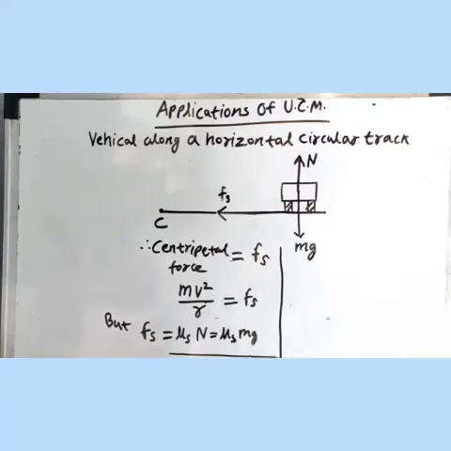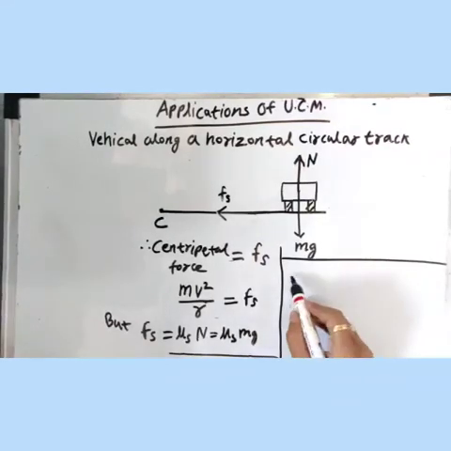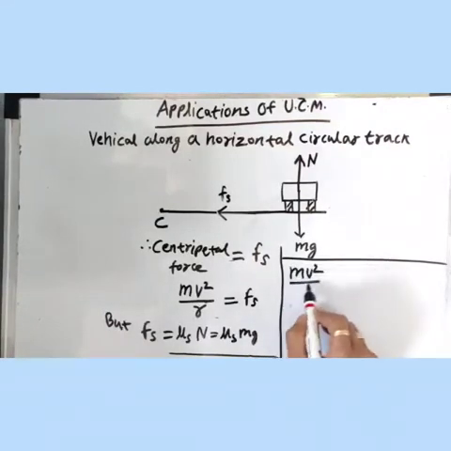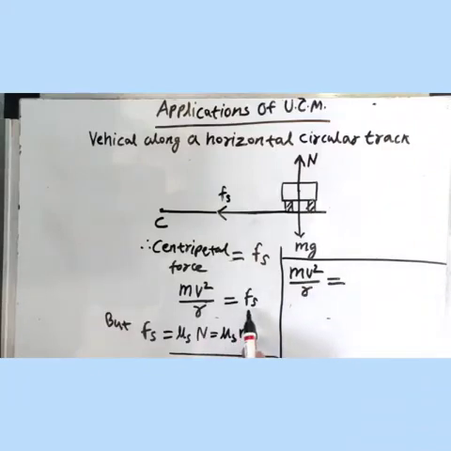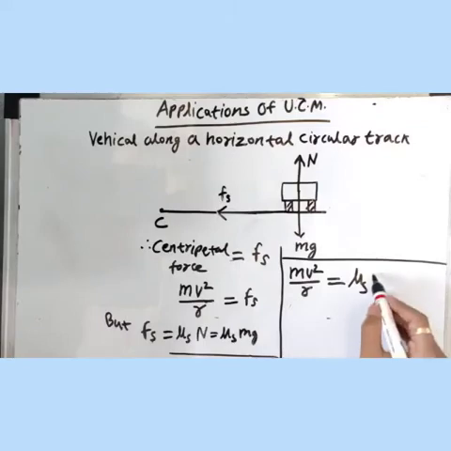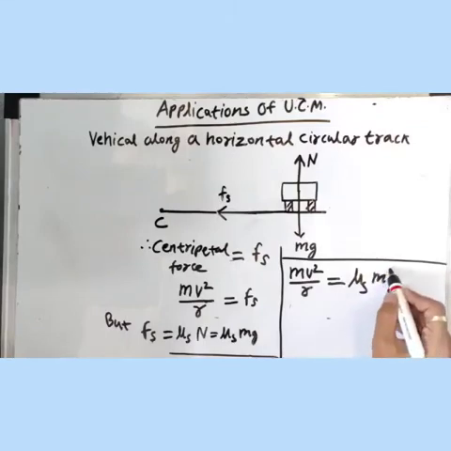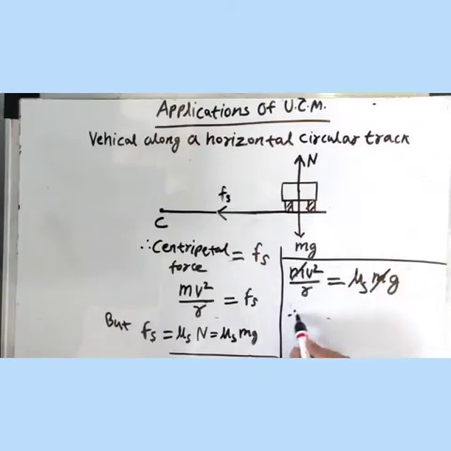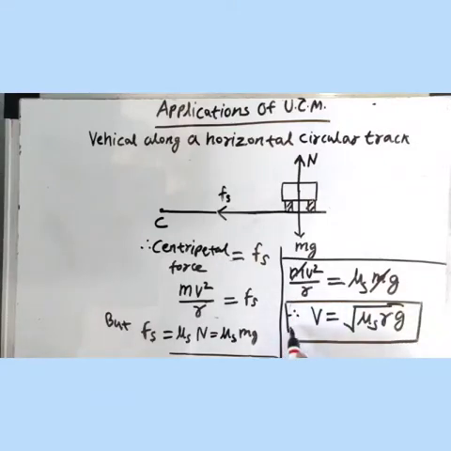Therefore we can write the equation as mv square upon r is equal to, in place of this force of static friction, we can write mu s, that is coefficient of static friction, into mg. This m will get cancelled. Therefore we are going to get v is equal to under root mu s rg. This is the equation for the maximum safety speed of a vehicle along a curved horizontal road.